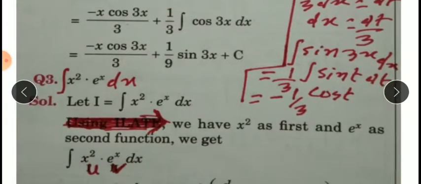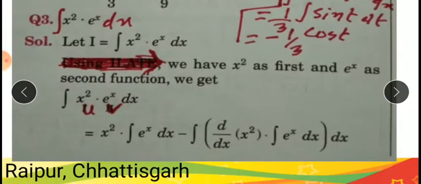Now see question number 3. Integration of x square e raised to x. Here x square is considered as the first function, e raised to x is the second function. I have told that u is the first function, v is the second function. Now this is first function, integration of second, minus integration of d/dx of first function, integration of second function.